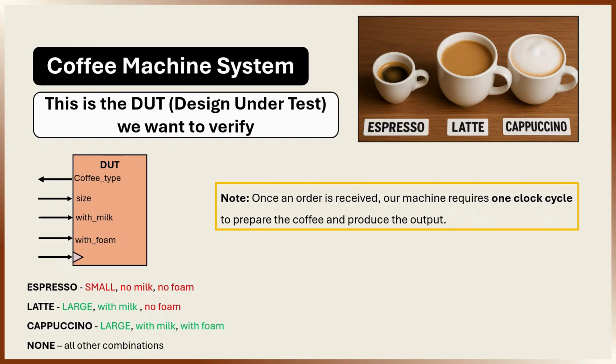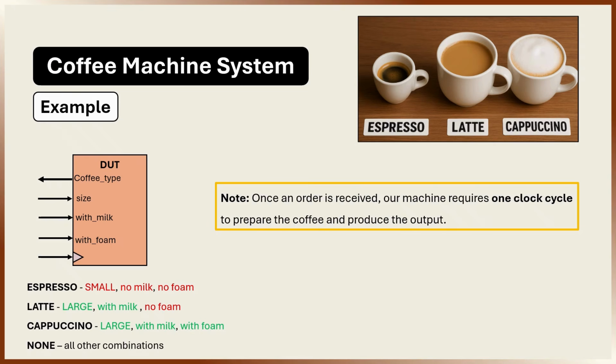Let's walk through an example. Suppose the inputs are: size is large, with milk is 1, and with foam is 0. That combination represents a latte order. After one clock cycle, the machine outputs latte.